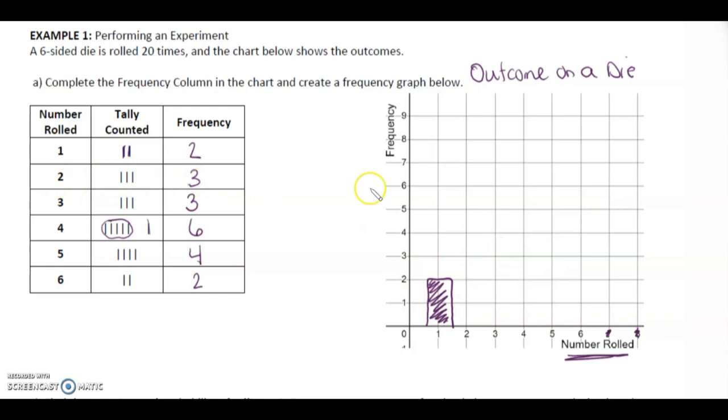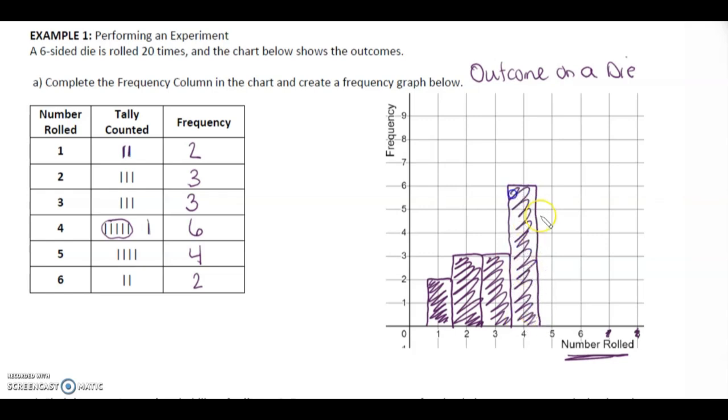The number 2 is rolled 3 times, so this is going to go up to 3. The number 3 is rolled 3 times, so also here. Number 4 is rolled 5 times, so we're going to go all the way up. The number 5 is rolled 4 times. And then the number 6 is rolled 2 times. And I'm going to shade those in.